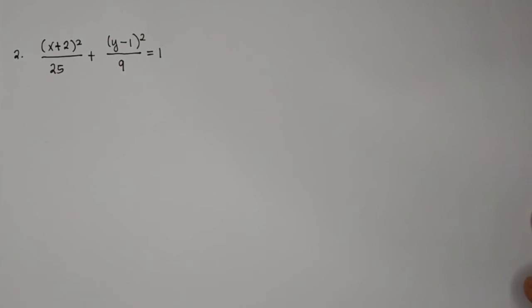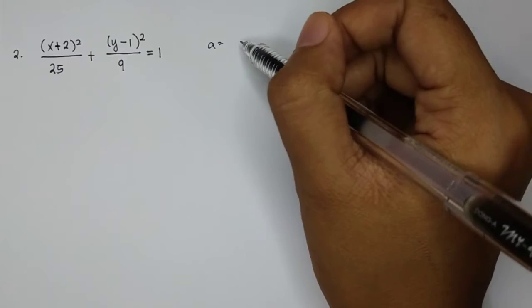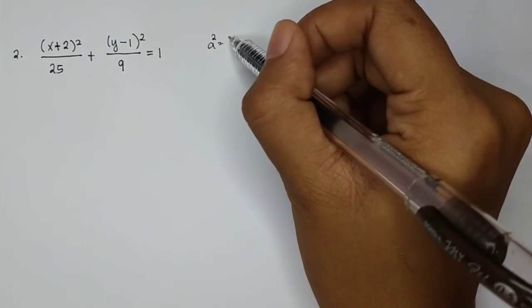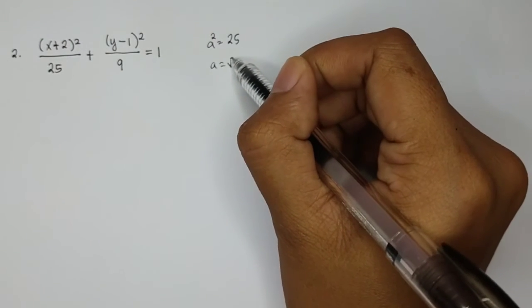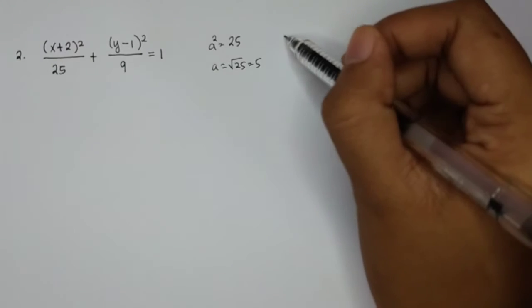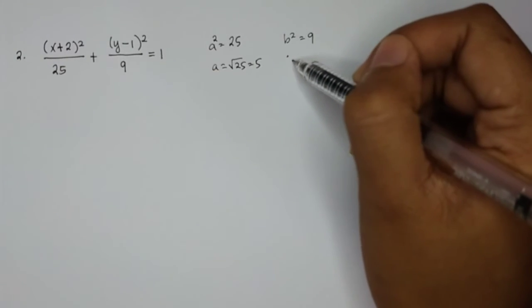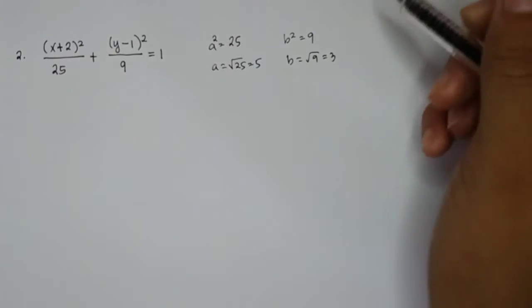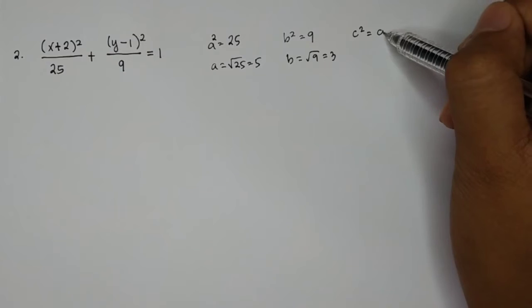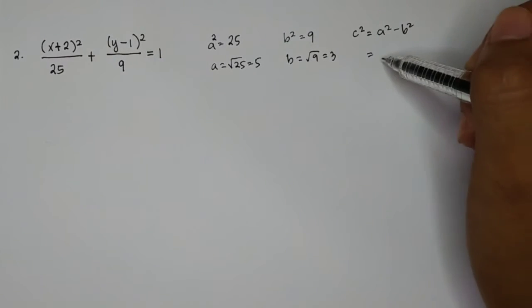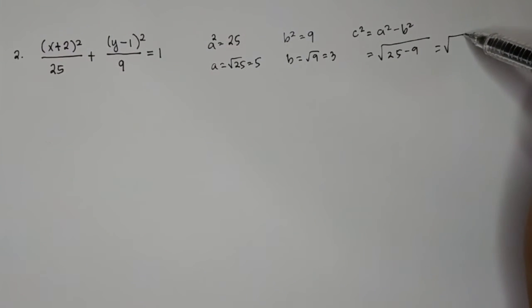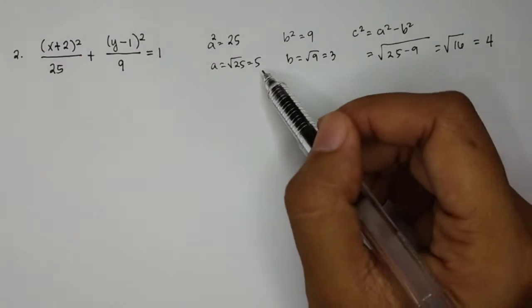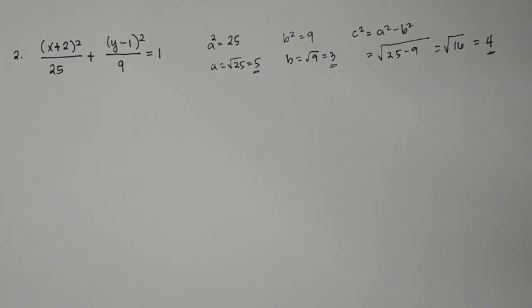Hanapin natin yung a, b, at saka c. So, yung a natin, that is, diba a squared natin is 25. Kasi dapat mas malaki siya parati. So, we have here, a natin is square root ng 25. That is 5. So, yung b squared natin, that is 9. Ano yung square root ng 9? That is 3. So, now, yung c squared natin, that is a squared minus b squared. So, this will be now, square root ng, ano yung a squared natin, that is 25 minus 9. So, we have square root ng 16. So, since 25 minus 9, that is 16. So, square root ng 16 is 4. So, we have now our a, b, and our c.